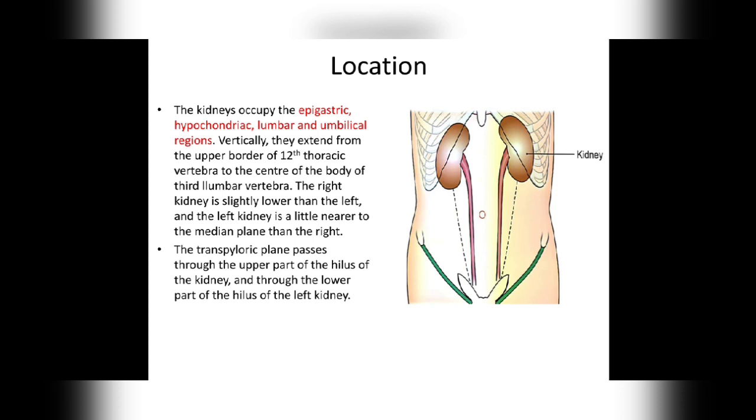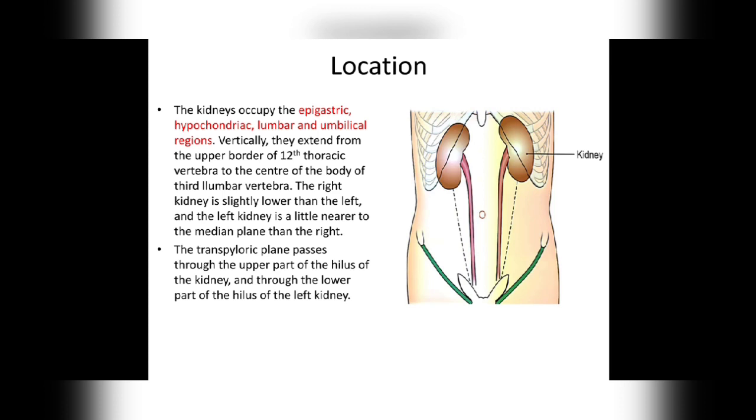Vertically, they extend from the upper border of the 12th thoracic vertebra to the center of the body of the 3rd lumbar vertebra. The right kidney is slightly lower than the left, and the left kidney is a little nearer to the median plane than the right.